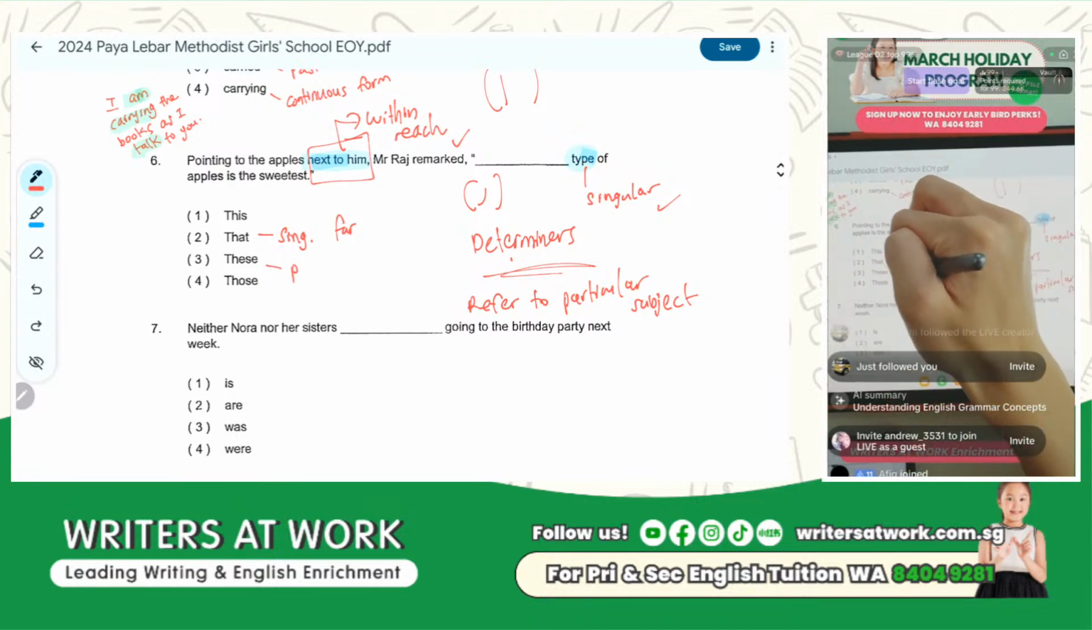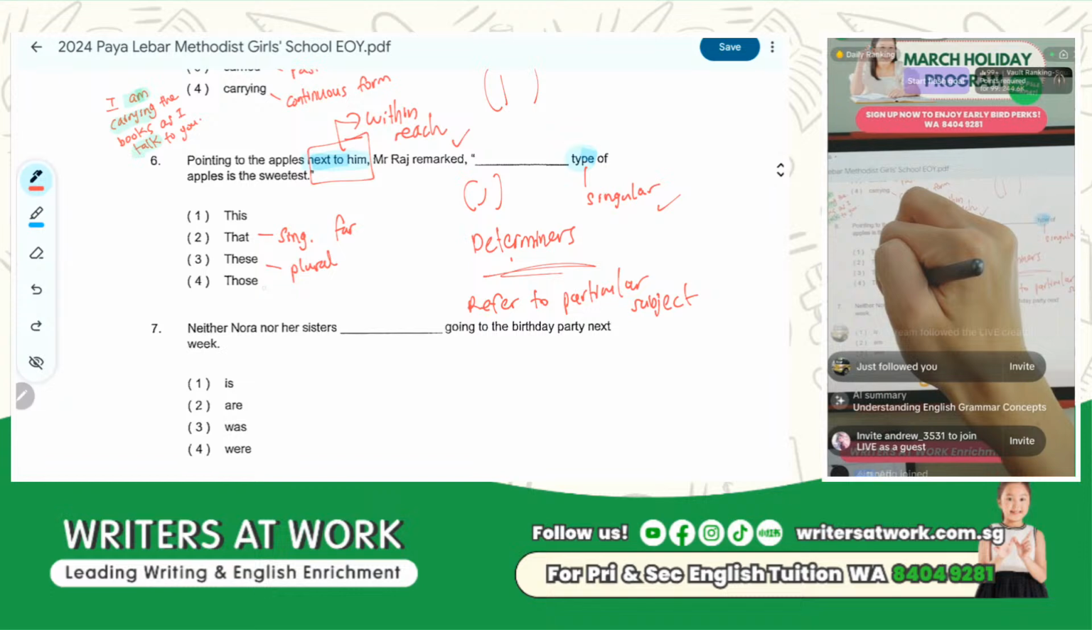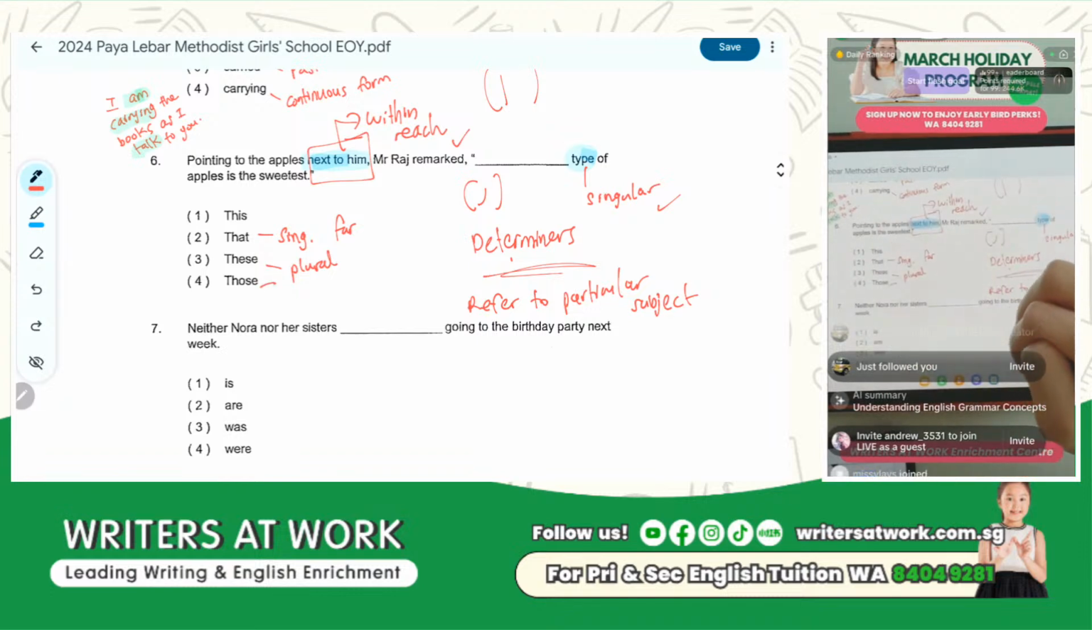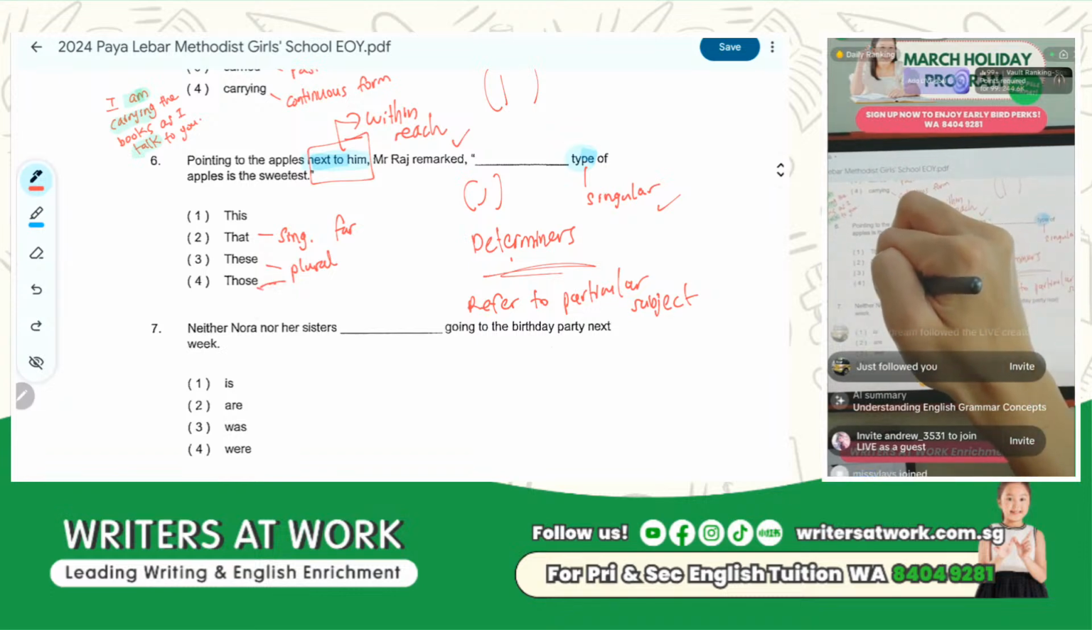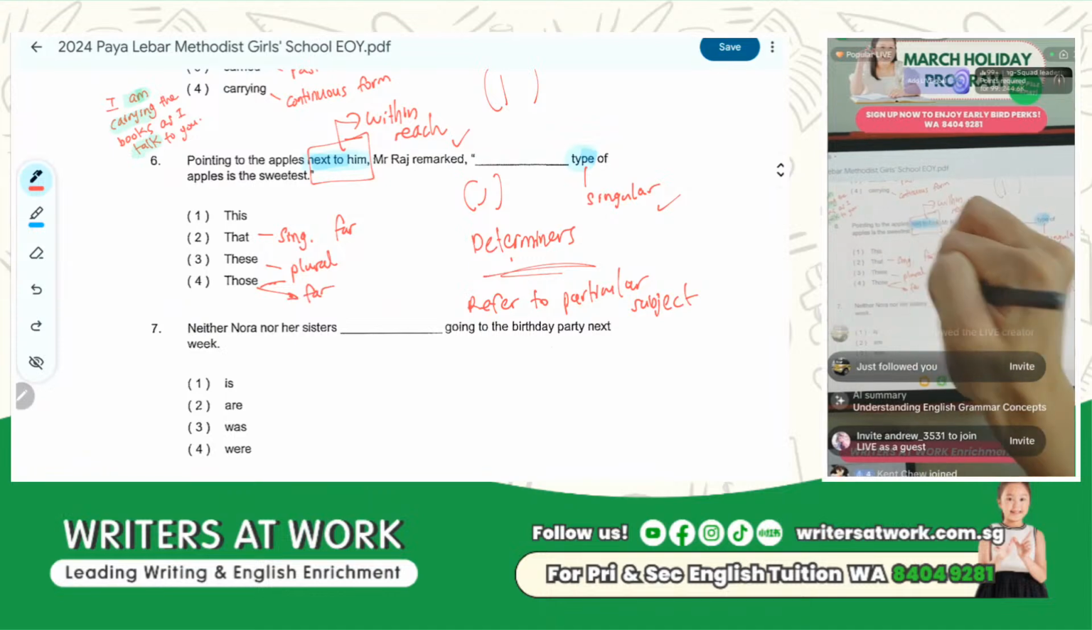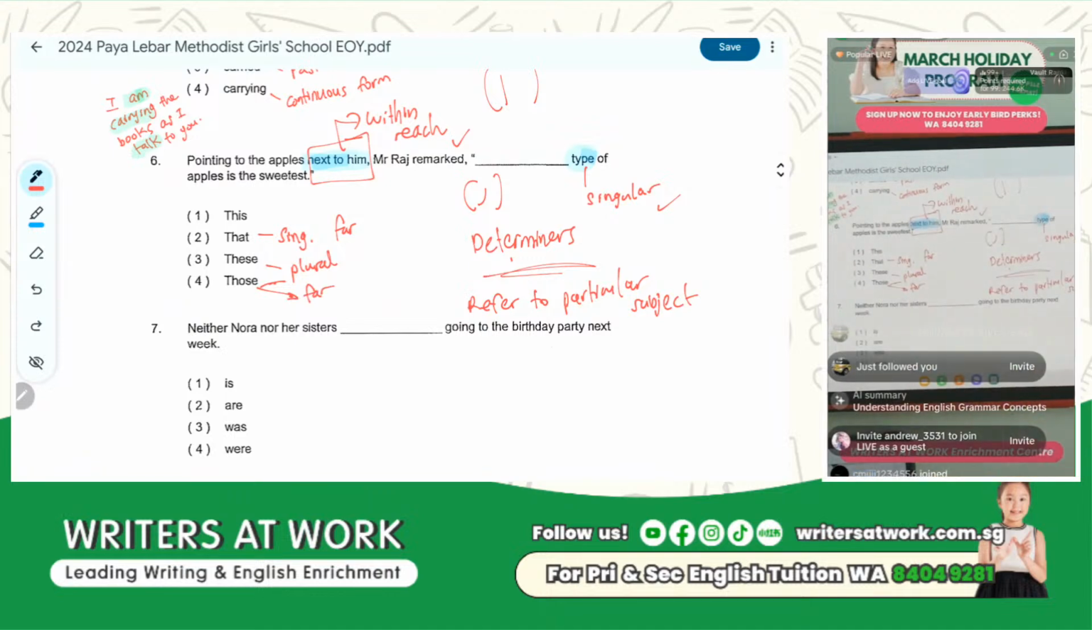These here is used for plural subjects. Those is also used for plural subjects, just that for the word those, it is used for faraway things. For example, I can point at the cars down my road and say, those cars were honking and making a lot of noise. Right? Because those here is used to refer to things you cannot touch because they are too far.